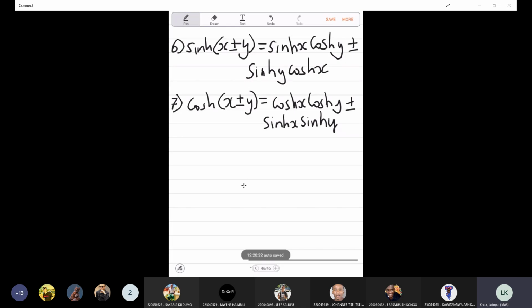Okay, so again, you can see it's similar to the one with cos(x+y), except here with the hyperbolic, the signs are switched. With cos, it would be minus and plus. You'd have cos squared minus sine squared, but here when it's plus here, you have a plus there. When it's minus there, you have a minus over there.